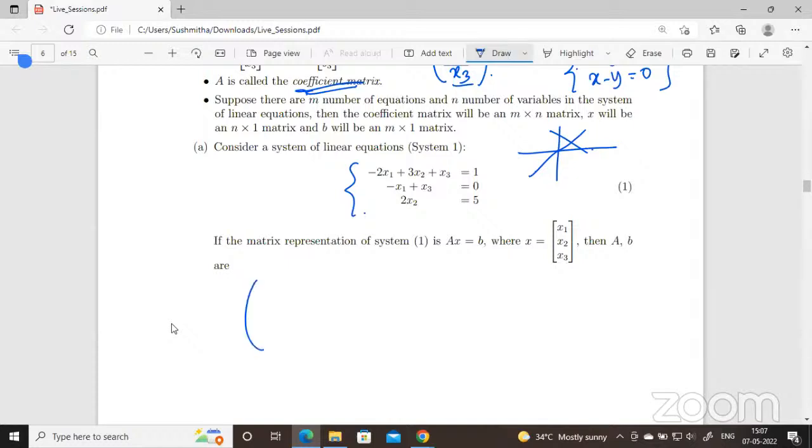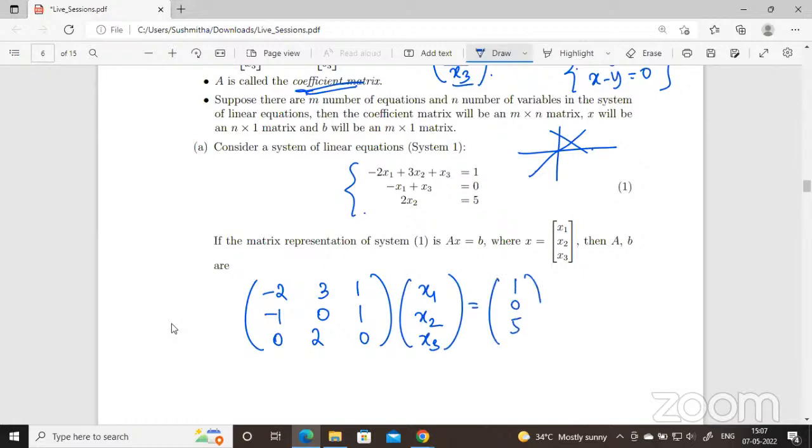Ma'am, the coefficient matrix will be minus 2, 3, 1; minus 1, minus 1, 0; 1, 0, 1; 0, 2, 0, with the variables x1, x2, x3. When a variable is missing, you put 0 as the coefficient, right? Yes, ma'am.